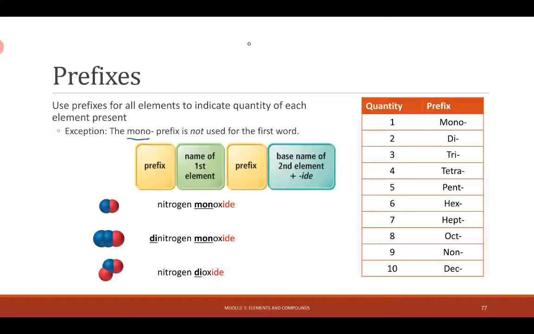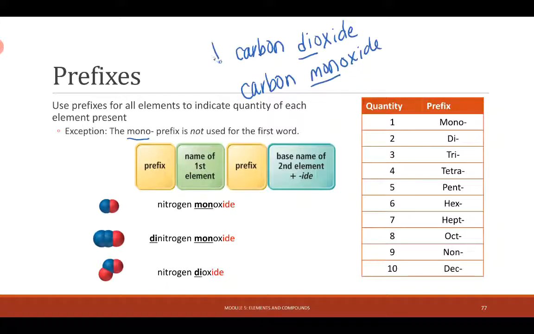As an example of nomenclature that you might be familiar with just from everyday life, you might know the two compounds carbon dioxide and carbon monoxide. There is no mono prefix here, but that still means that there's one carbon. For the first one, there's 2 oxygens. And here there's only 1 oxygen based on the prefixes.